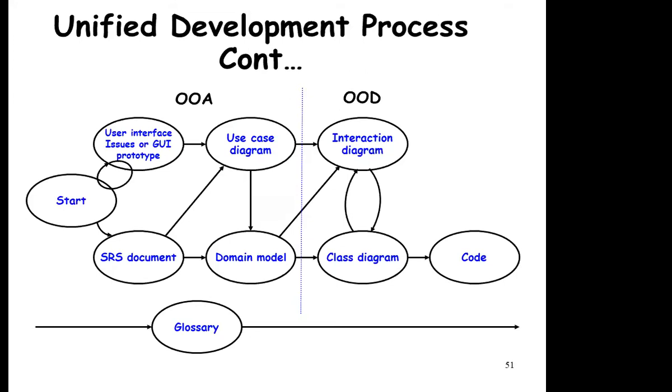So therefore, this is known as OOA, and that is known as OOD. And what we have to do is model all these things. The diagrams need to be put in. These diagrams are the UML diagrams. So different diagrams are there. Use case diagrams are there.